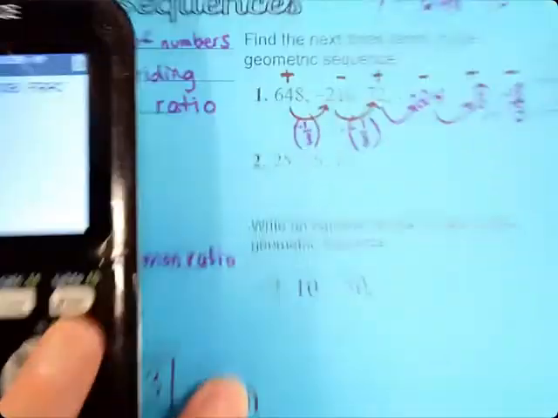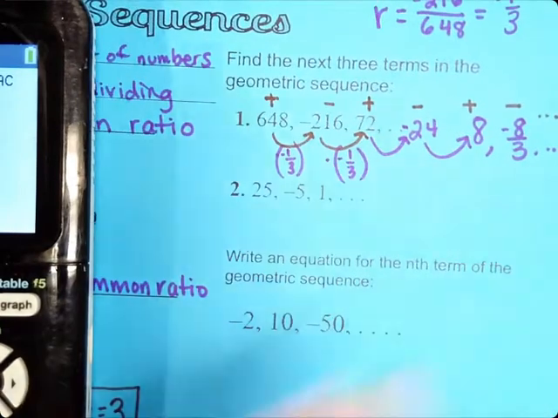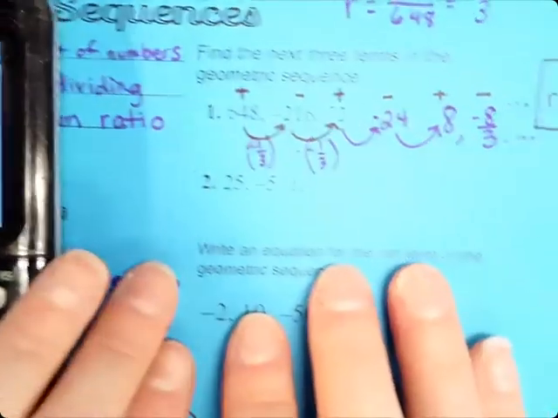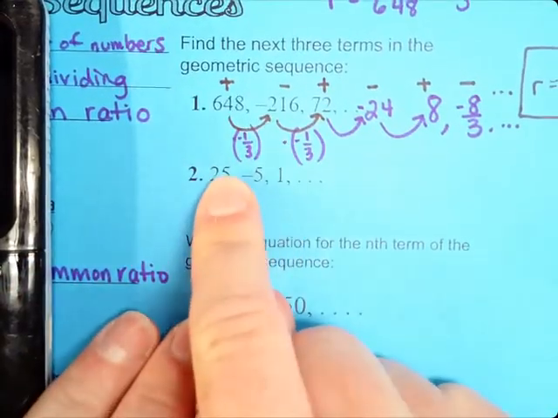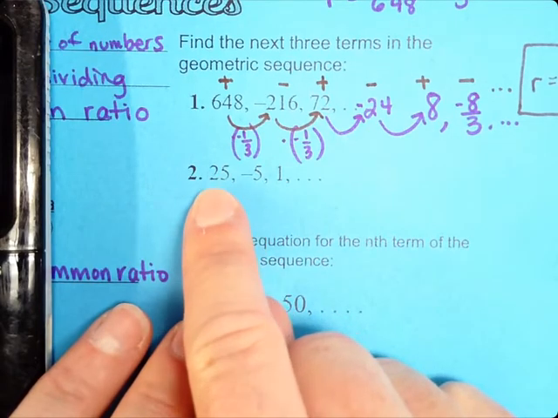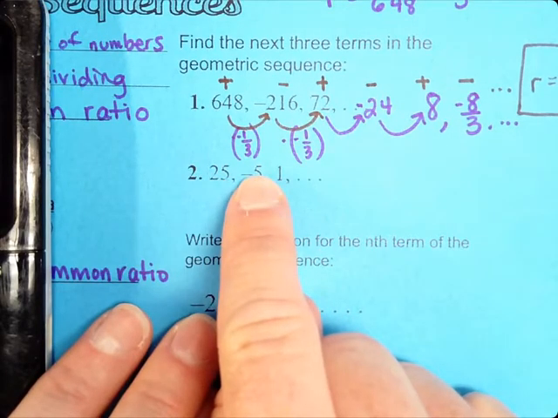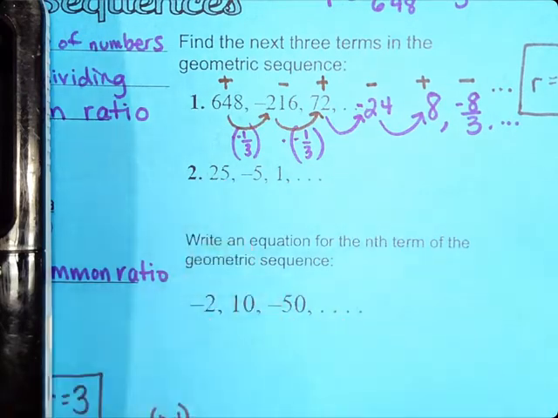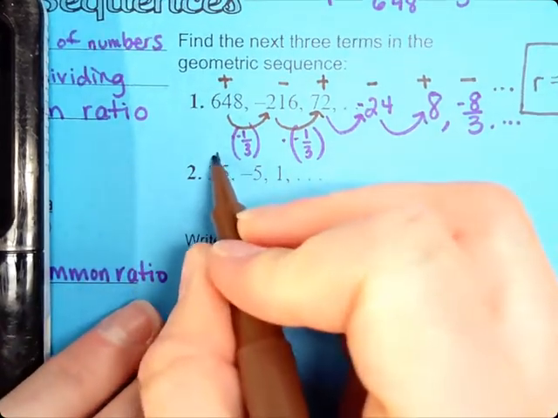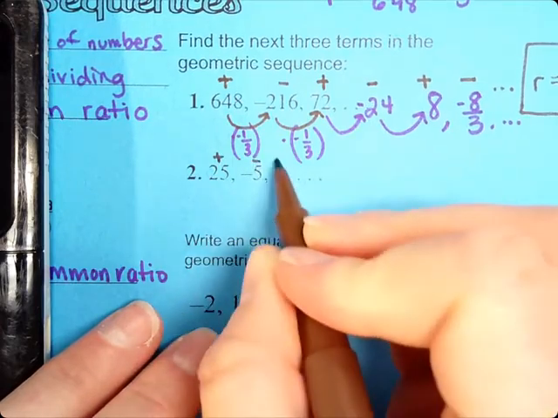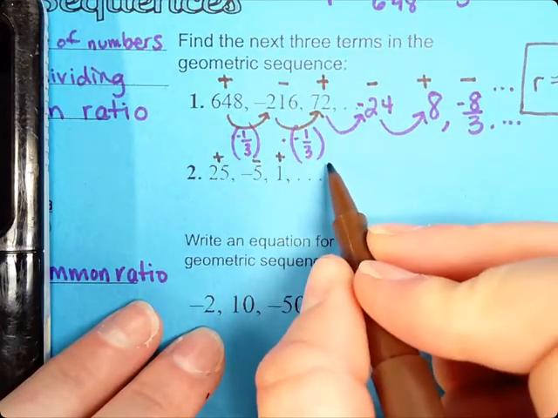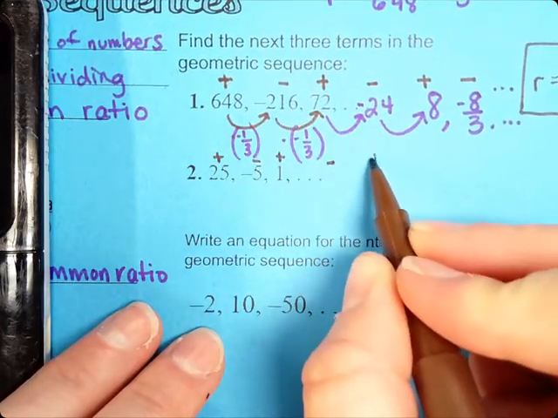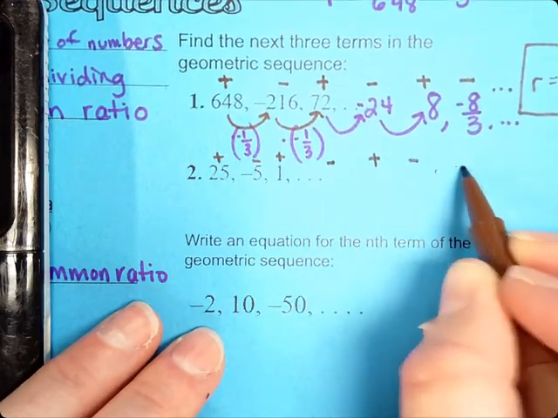All right, let's look at the second one. We're going to do the same thing. Let's look at what these numbers are. So 25, negative 5, 1. So the signs are changing back and forth. So this is a positive. This is a negative. This is a positive. So the next one will be negative. Then we'll have a positive. Then we'll have a negative.